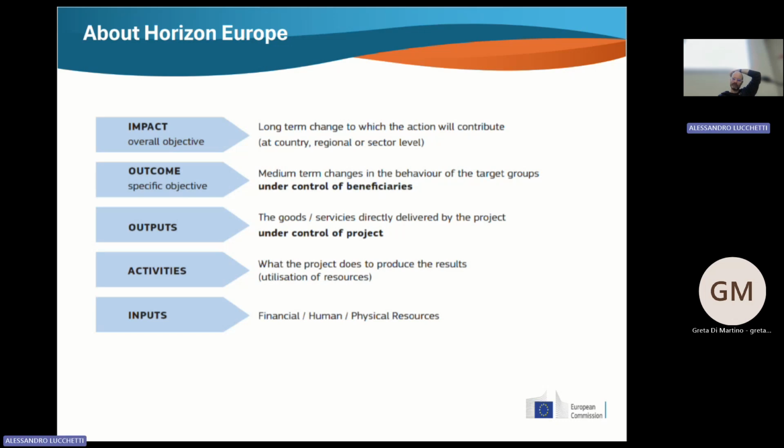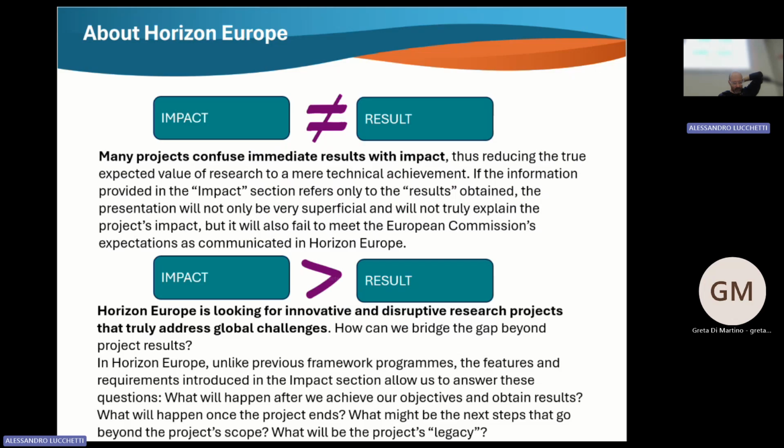Impact is something different from the result. The result of a project is the result that you achieve in your project, the numbers that you provide, etc. Impact is the long-term outcome that you are going to reach with your project. Therefore, the impact is something stronger than simply the result.